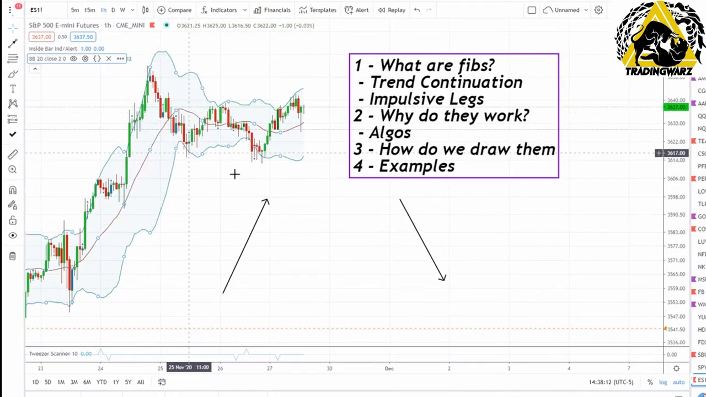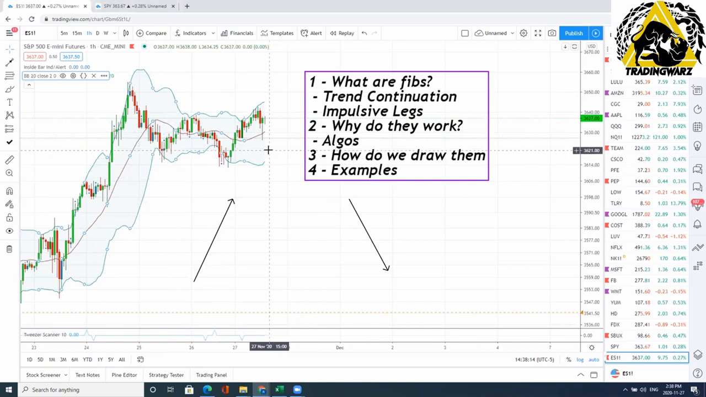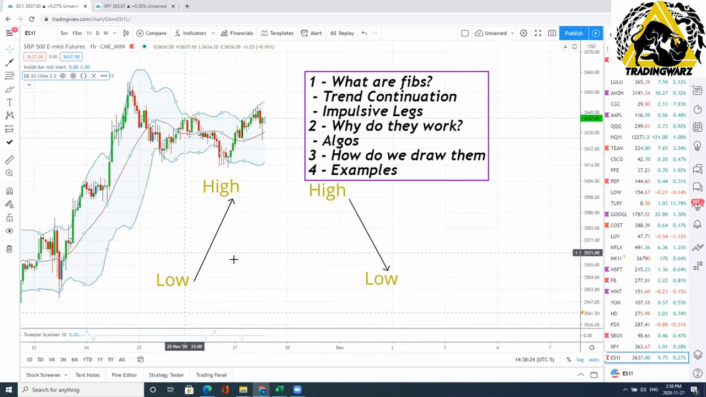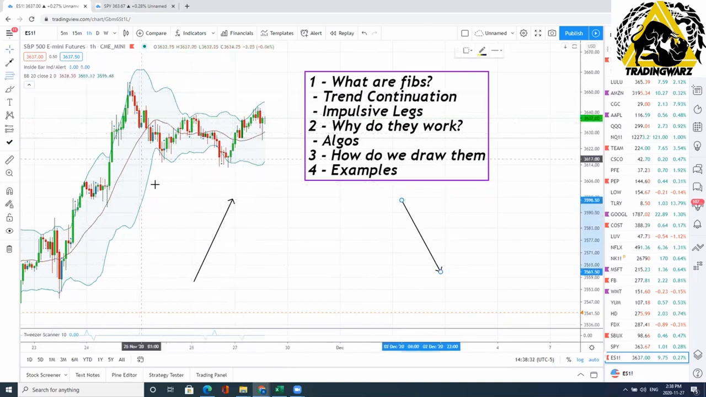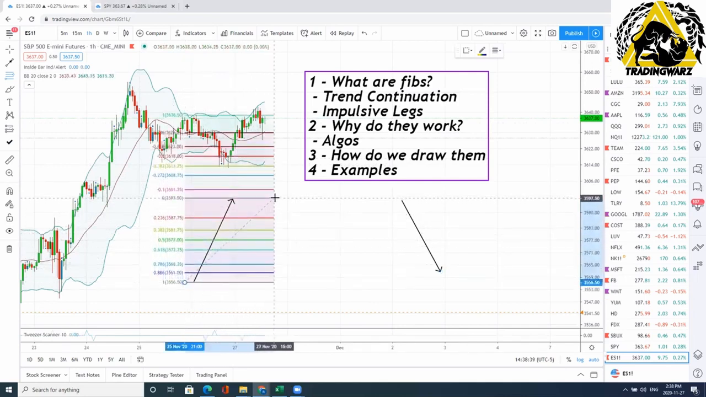Okay, so the first step in Fibonacci trading is identifying the impulsive leg, because the low of the impulsive leg and the high, or the high and the low, will become your anchor points. So let's look at the situation for the long. If we were to take the Fibonacci of this leg, we would start from the low to the high.